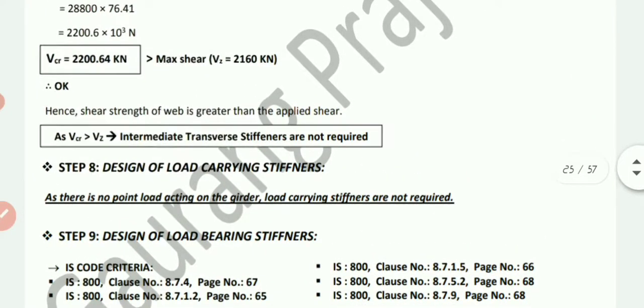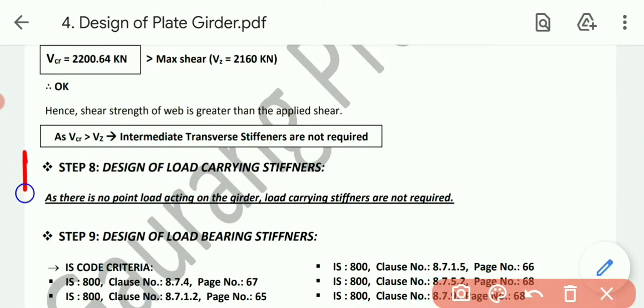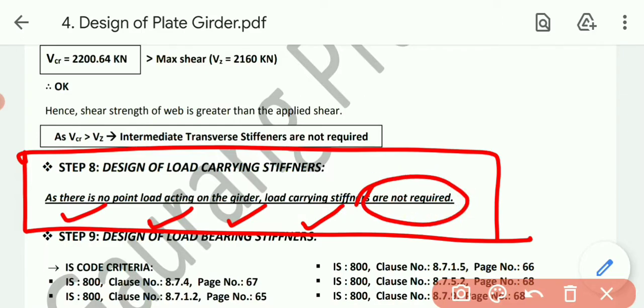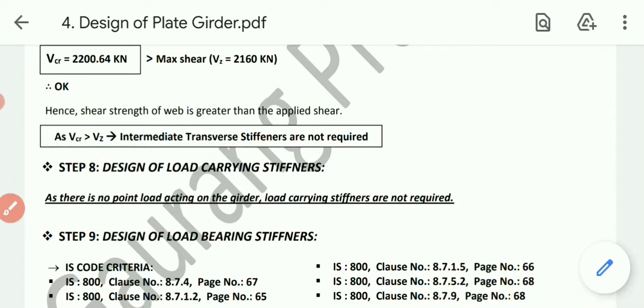See, step number 8, design of load carrying stiffener. As there is no point load acting on the girder, load carrying stiffeners are not required. So in this one we don't need to provide the check for the load carrying stiffener. Also, it is simple common sense that we are designing an unstiffened plate girder, so stiffeners will never be there. We are just explaining why it is not going to be provided.